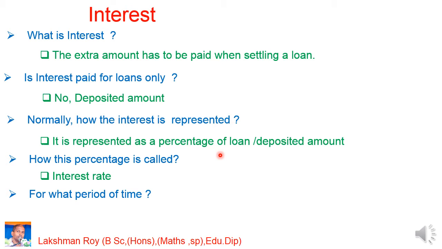Another one is you can understand for what period of time. Normally the period of time is a year, yearly. So we call it annually. Sometimes they give monthly, month by month, or semi-annually. Semi-annually means 6 months by 6 months. Sometimes it can be given for a day, daily interest. So that is how interest is given.